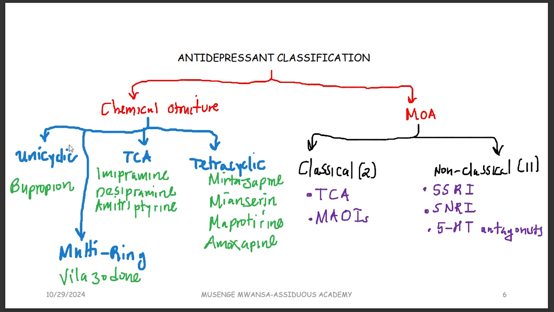Chemical structure, we have those which are unicyclic, tricyclic, tetracyclic, and polycyclic. Unicyclic, we only have one drug, and I don't want you to forget it, bupropion, because we are going to see it also has important work in the mechanism of action. The tricyclic antidepressants end in mine, imipramine, desipramine, and then you have got one that doesn't end in mine, but we need to know it because of its importance. You use this drug for those people that can't stop urinating, enuresis, bedwetting, amitriptyline. And then you have the tetracyclics. You can see the mirtazapine, maprotiline, and the amoxapine.